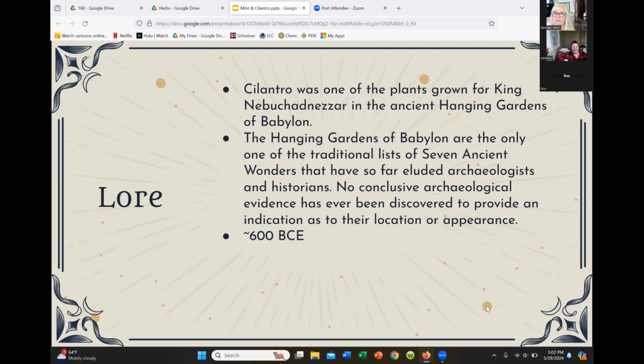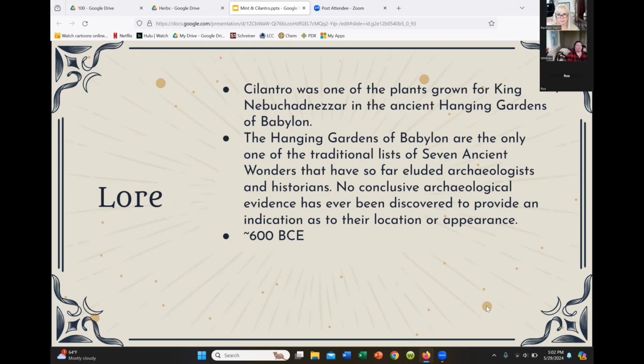So then we have the Hanging Gardens of Babylon. You guys know about this? Yeah, I had not heard about this, so this is pretty cool. I don't know much, but essentially the Hanging Gardens of Babylon are one of the seven ancient wonders of the world that we still don't really know where they are exactly, or we don't really have any conclusive evidence about them, which makes them a wonder.